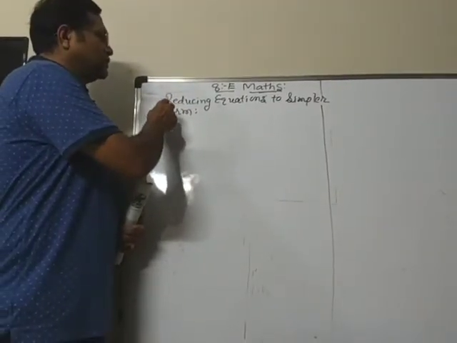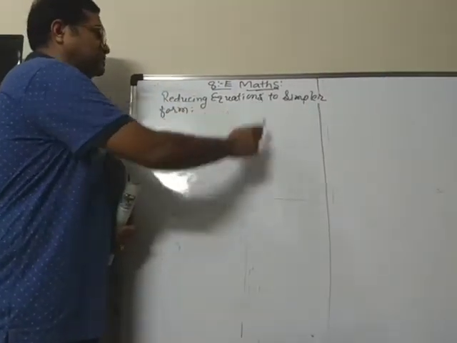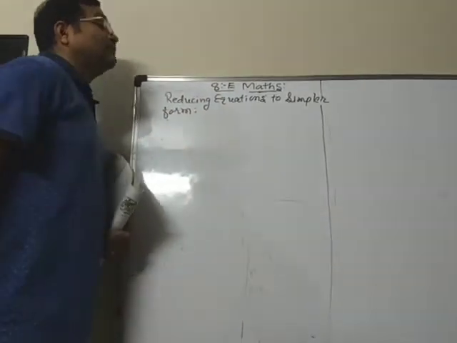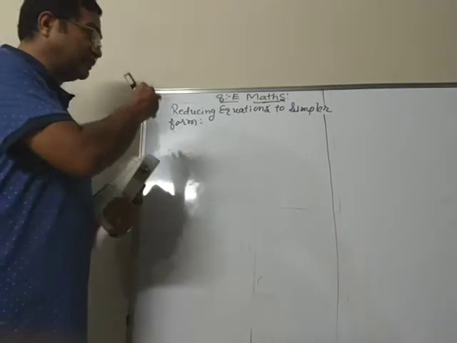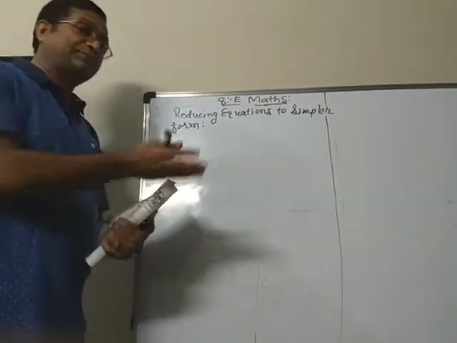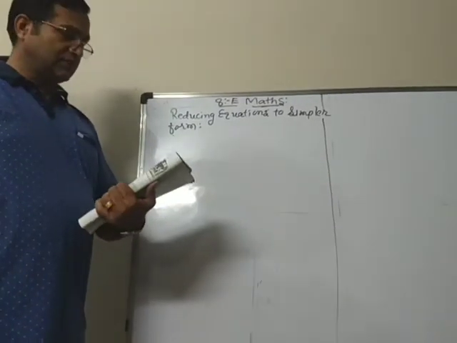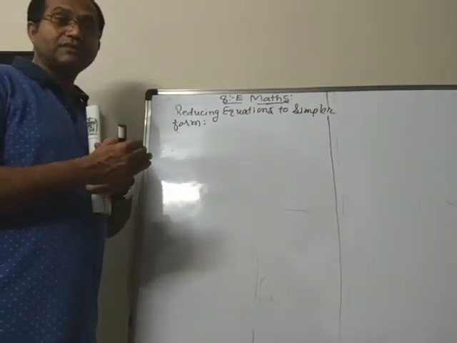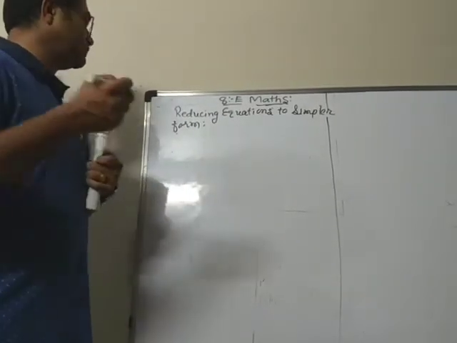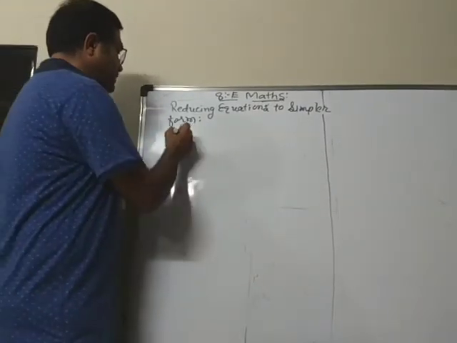We have to learn to reduce the equations to a simpler form. It means it will not be given in the form that we learned now in the exercise, but a little different, and we have to convert them into the simpler form and then we have to solve them. We will take example number 16.